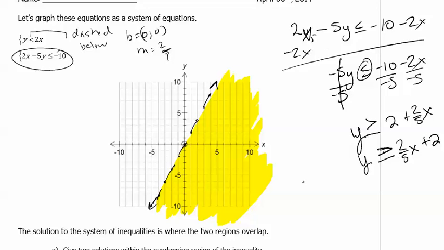Another way that I could do this is to use the intercepts method. I could find my x-intercept and my y-intercept by plugging in a 0 while it's still in standard form. To find the x-intercept, it's going to be 2x minus 5 times 0 is less than or equal to negative 10. I'm going to divide by 2, so x is less than or equal to negative 5. So negative 5 for x will be here.